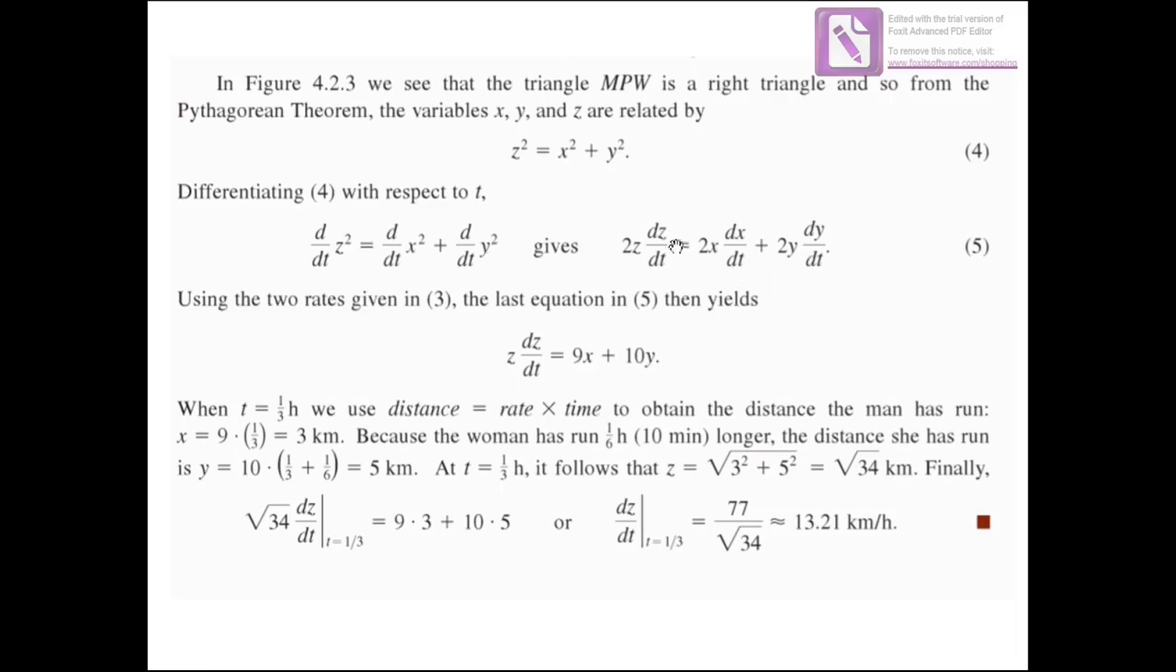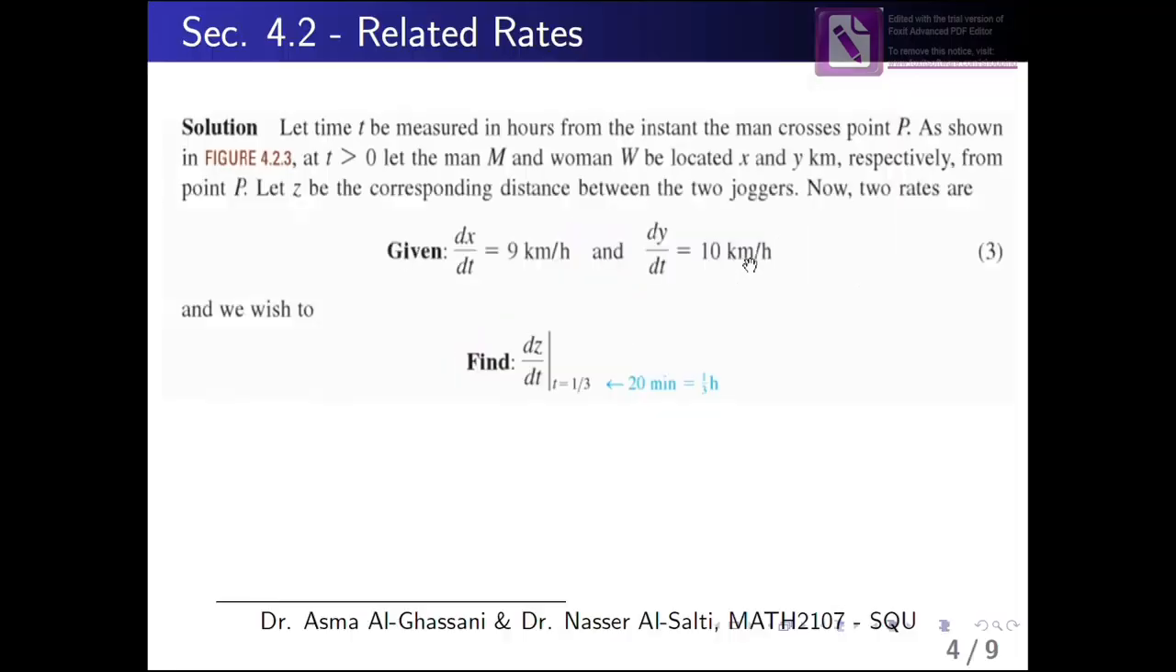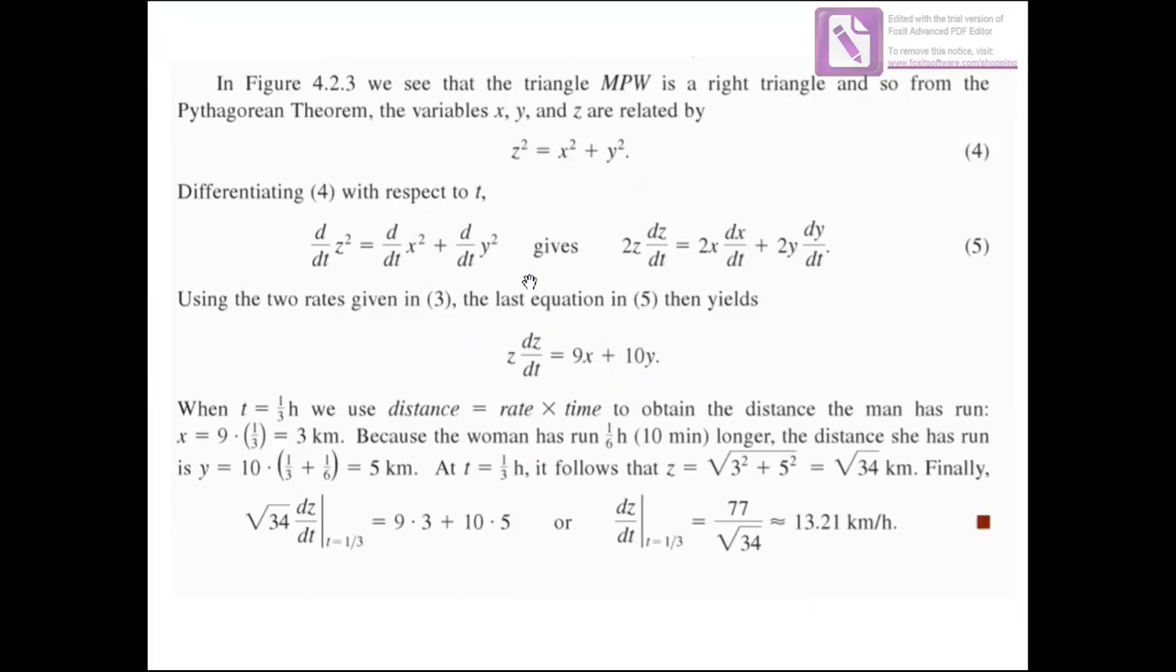Since we want to solve for dz over dt on one side, first we can cancel these two from here, so all these twos will be cancelled. So we have z times dz over dt. We are given that dx over dt from the previous is equal to 9. So we can replace dx over dt by 9, so it will be 9x plus. Also we are given that dy over dt is 10, so we can replace dy over dt by 10 and we have y. So now the relation we have is z multiplied by dz over dt is equal to 9x plus 10y.